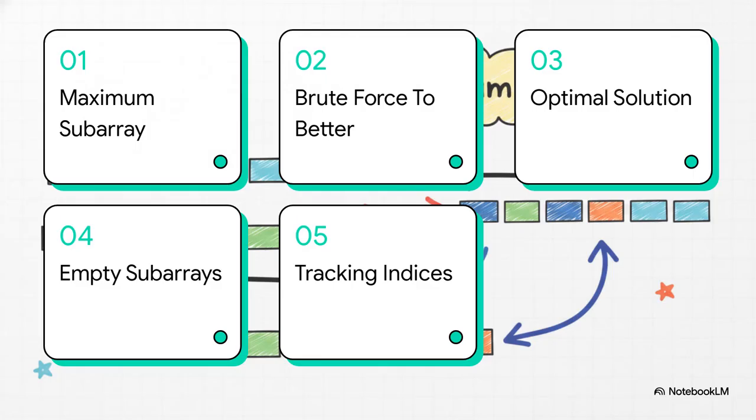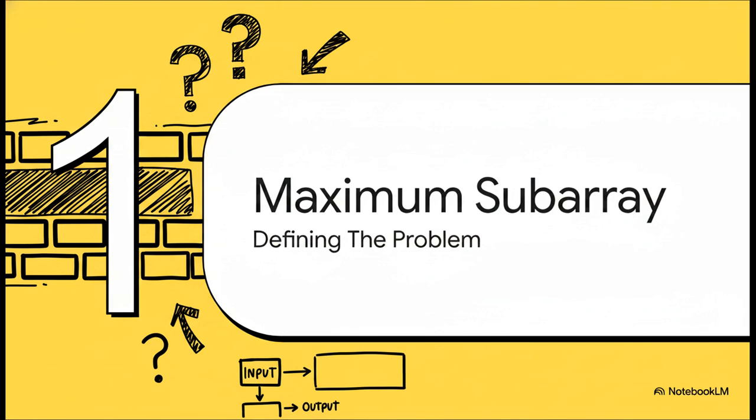Okay, let's dive right into this. Here's our roadmap for today. First, we'll define the problem itself. Second, we're moving from a brute force approach to a better one. Third, the star of the show, Kadane's optimal solution. And finally, we'll wrap up by handling empty subarrays and tracking those tricky indices. Let's get to it. All right, kicking things off with Section 1, the maximum subarray problem.